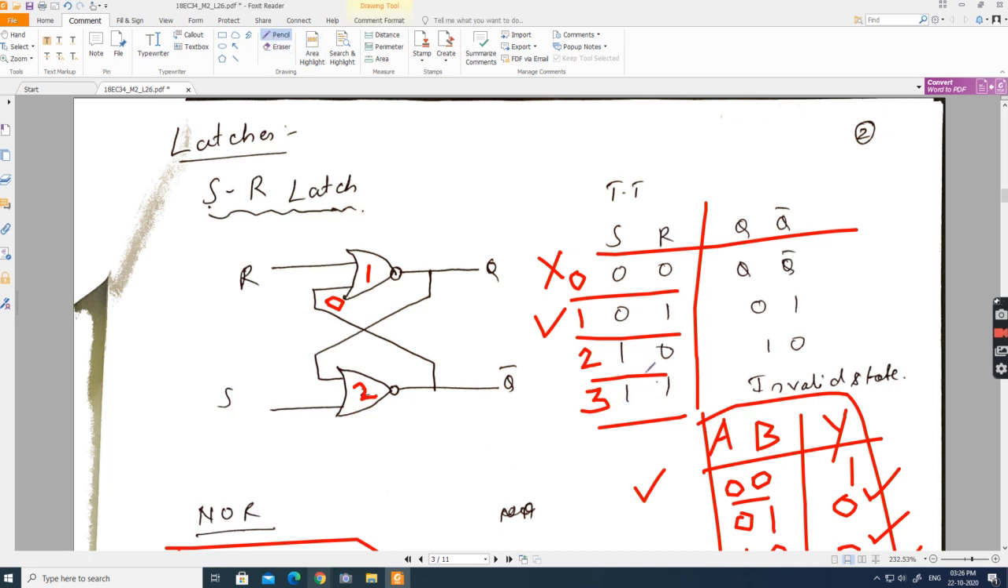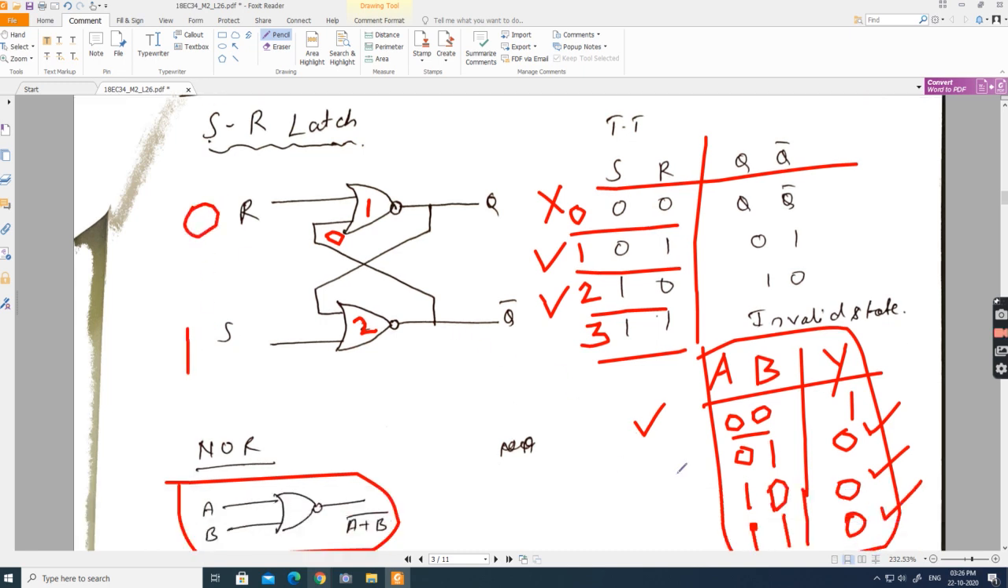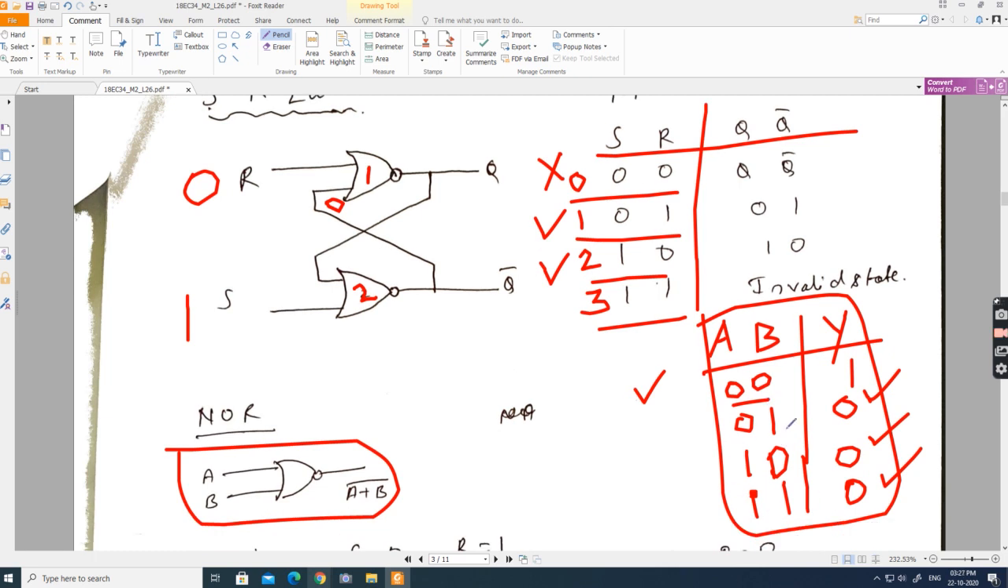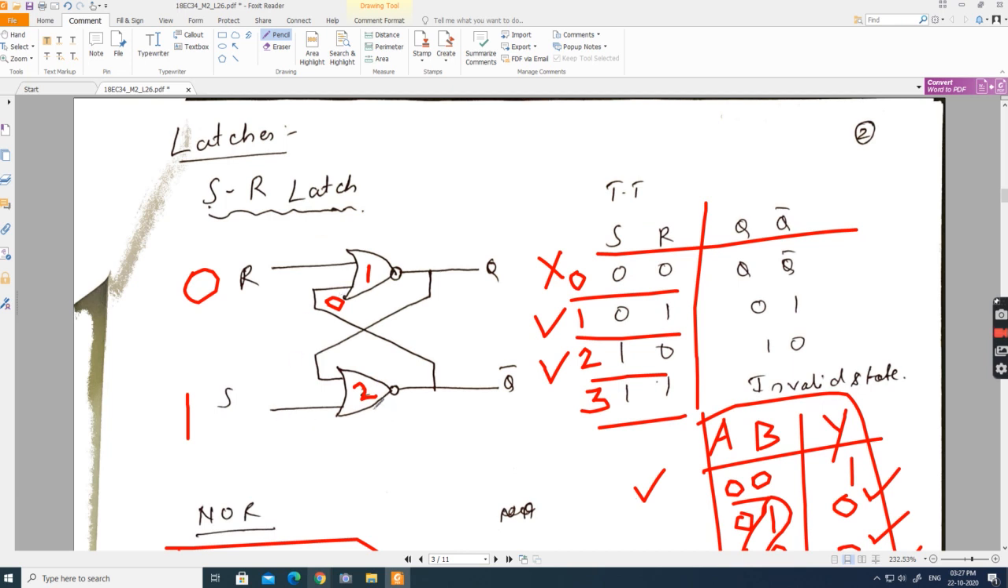Now look here, I'm going for the second condition. Second condition: S is 1, R is 0. Always remember one thing: in a NOR gate, the deciding factor is 1 or 0. If an input is 1, the output will definitely be 0. Since the second NOR gate has one input as 1, whatever might be the other pin, the output will definitely be 0. Is that clear?